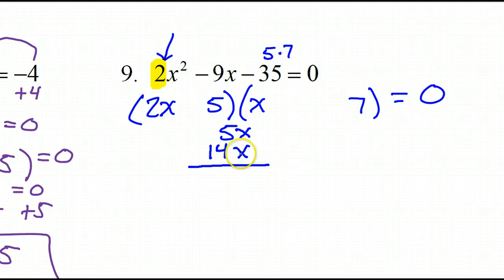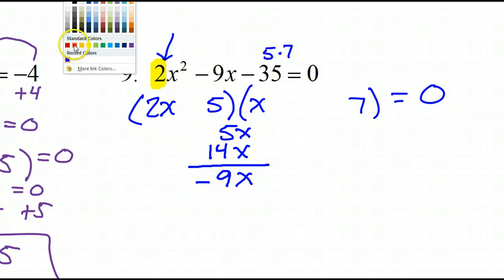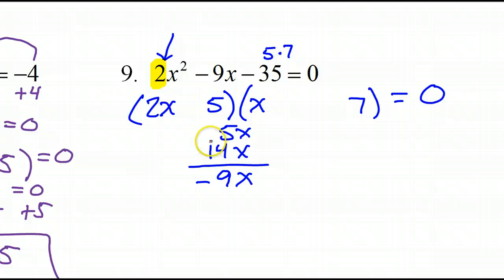Okay, I am trying to get negative 9x. So the question is, can I get negative 9 if I pick the signs right? And luckily for me, the answer is yes. Let's see, I need the negatives to win, so I'm going to make the bigger number negative and the smaller number positive. So the negatives will win by 9.